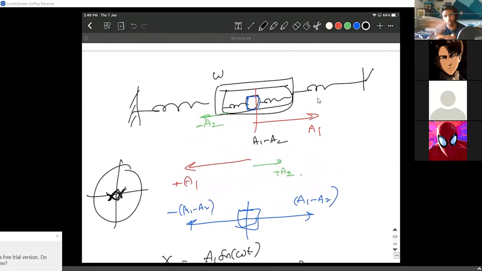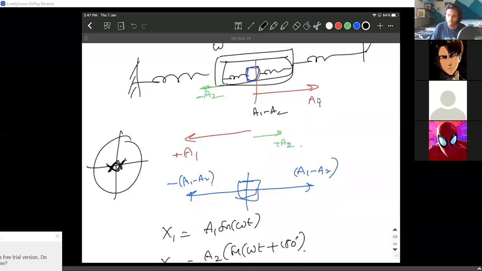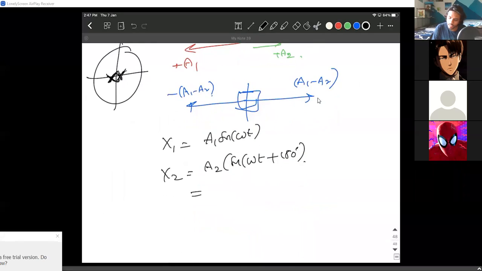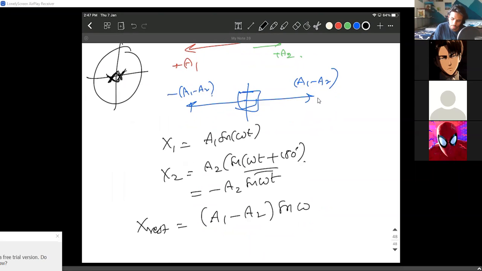One block is going to A1, but the whole room which is carrying it will drag it back by A2. So the effective amplitude won't be A1, it will be A1 minus A2, because of the block coming back in the opposite direction. So theoretically, this can be written as minus A2 sine omega t. So when I look at the resultant displacement, X resultant will be A1 minus A2 sine omega t.